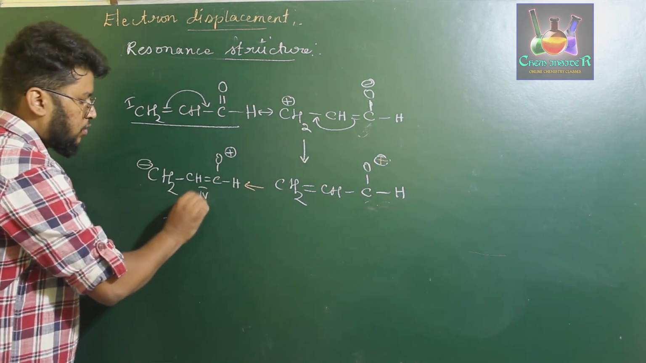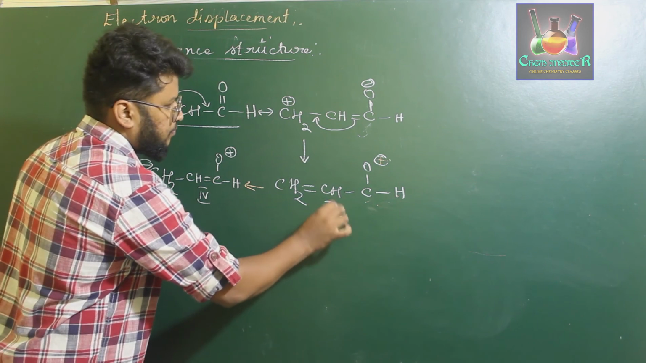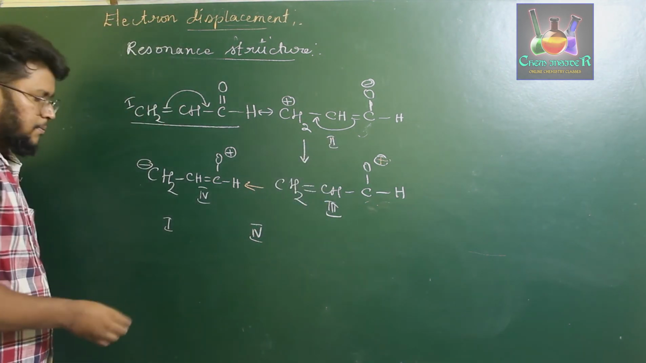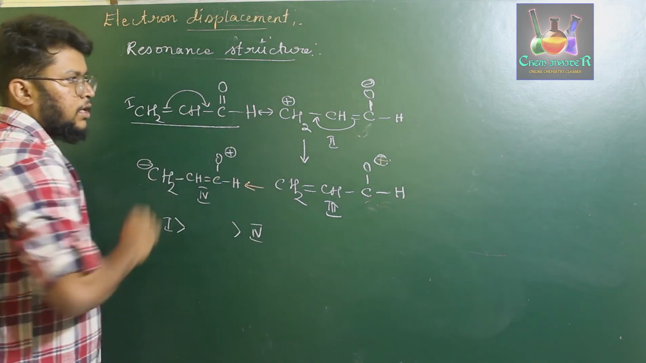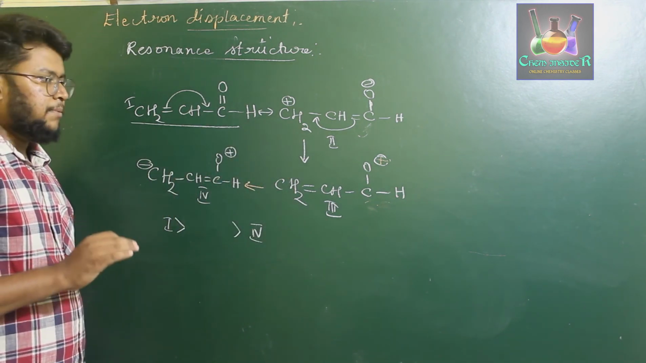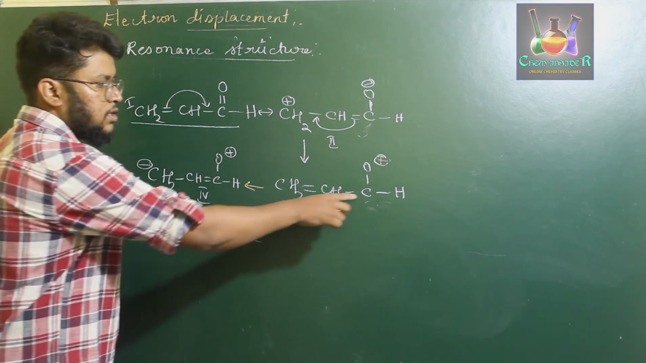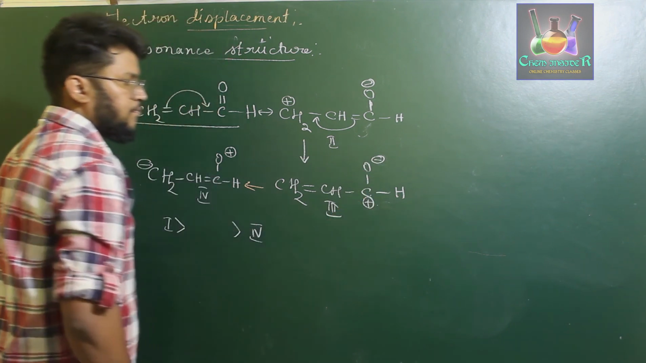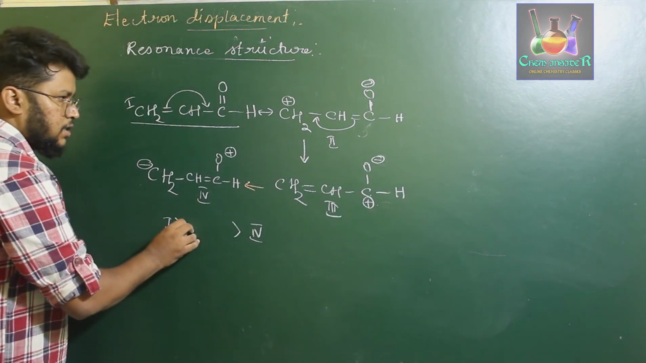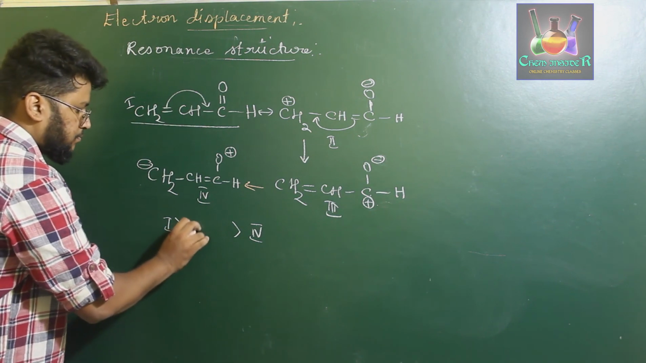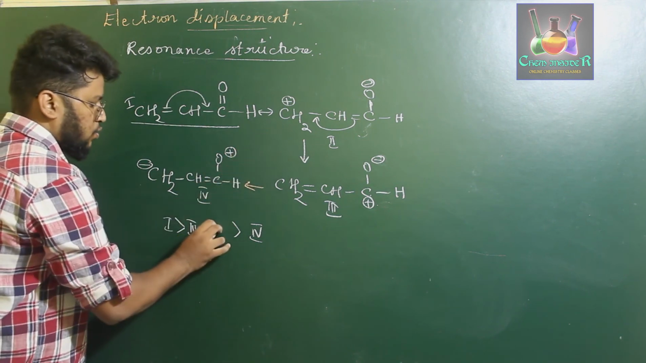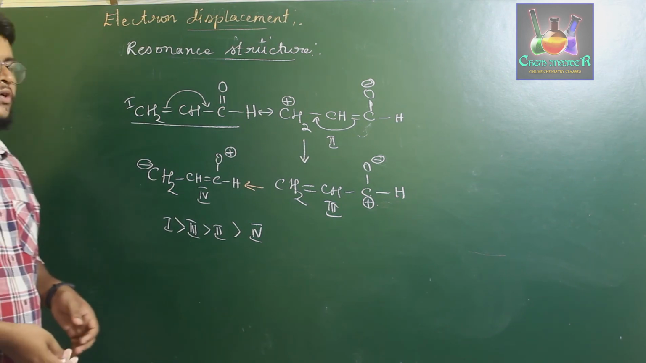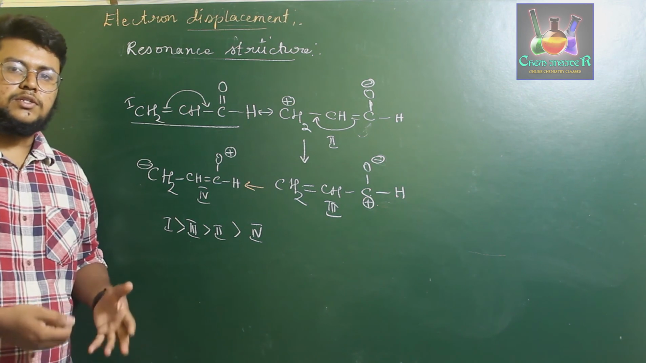If you consider this as the fourth, and this the third structure, the fourth structure will be the least stable, and out of these two, the structure which carries the separation in the least order, since there is a negative charge here and a positive charge here, this will be the second most stable, which is more stable than this one. This will be the order of stability which we observe in the case of resonance structures.